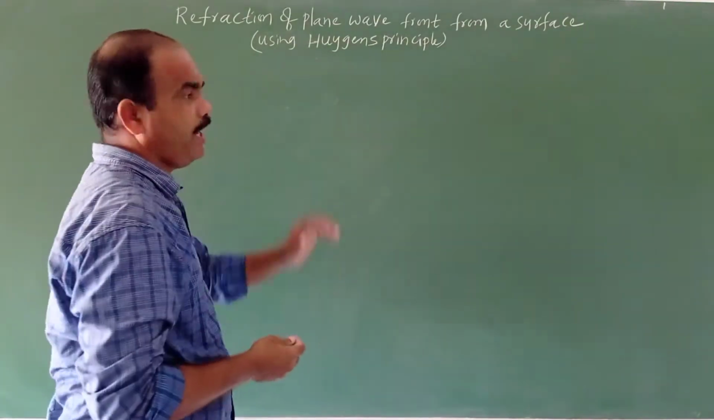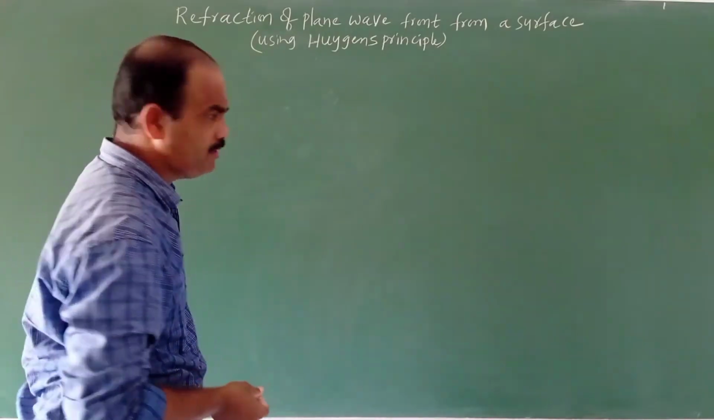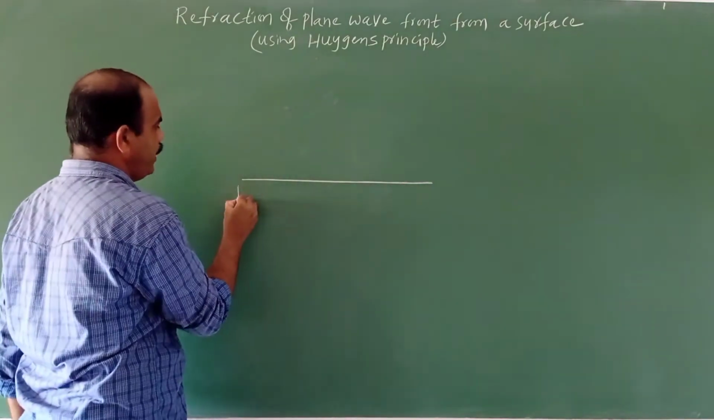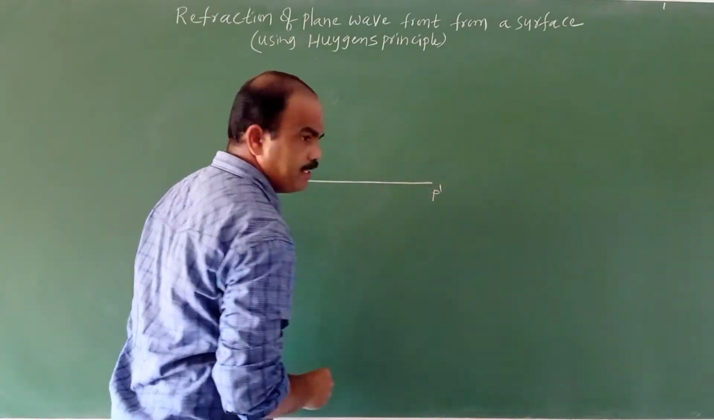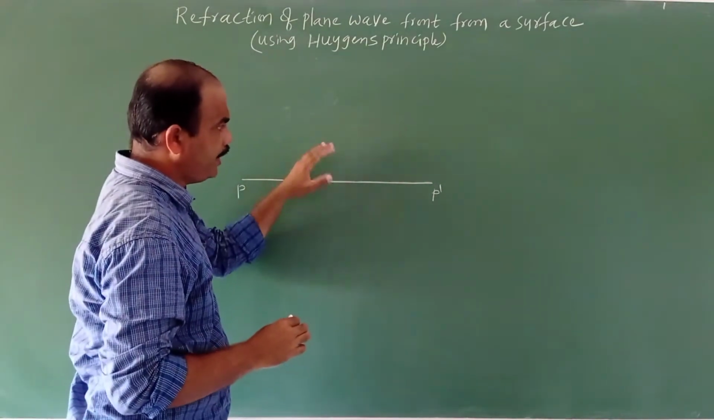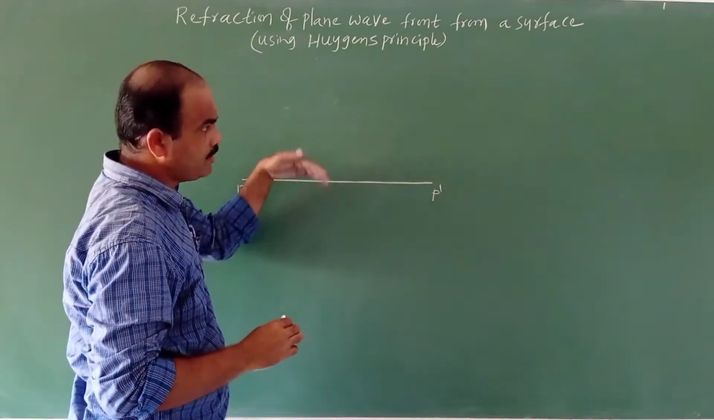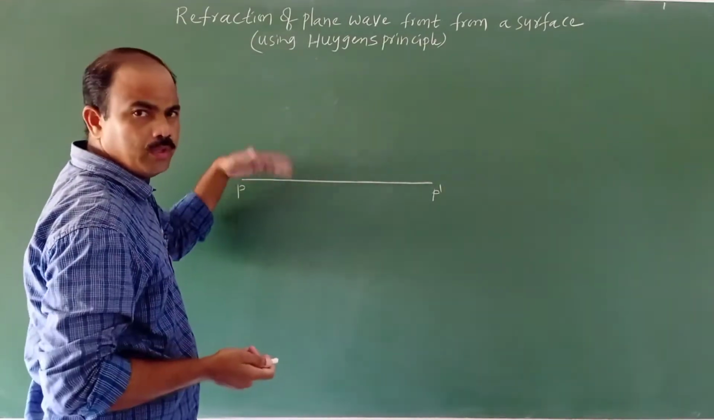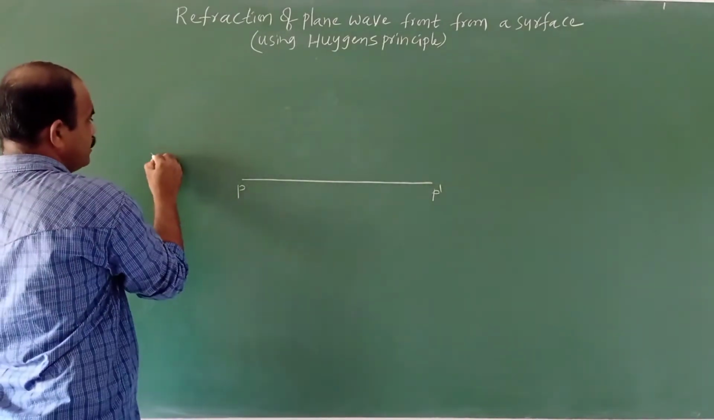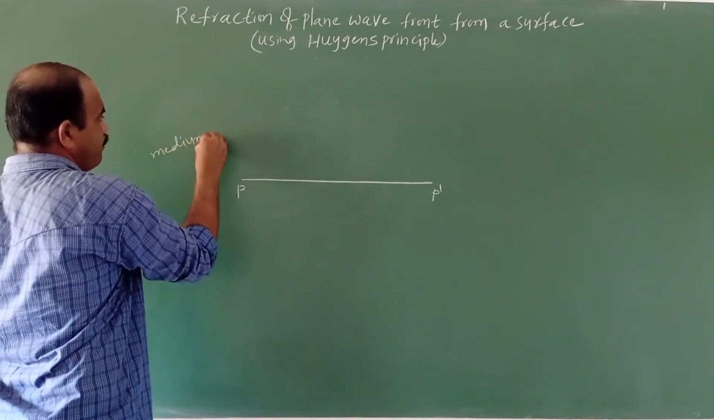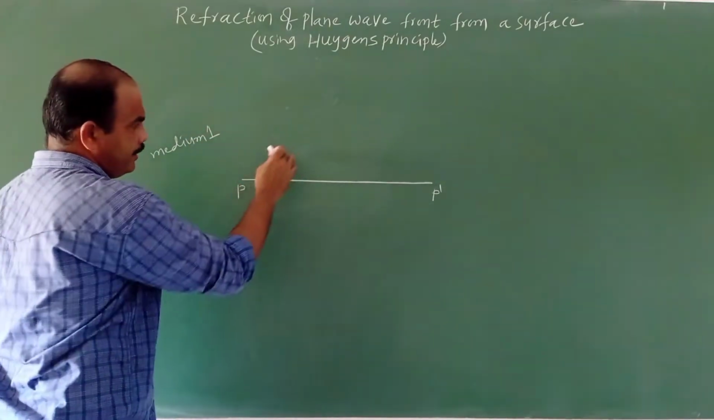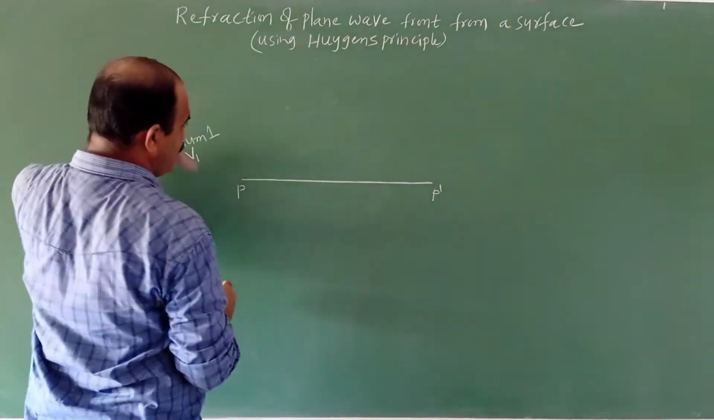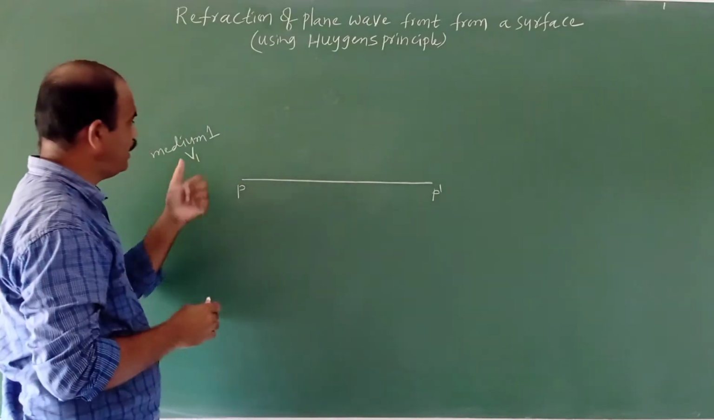To explain the refraction of the plane wavefront from a surface, I am taking this surface P dash. P dash is the surface separating the two media. Above the surface is one medium and below the surface is another medium. Above the surface P dash, let us consider a medium named 1, and in this medium the light travels with velocity v1.